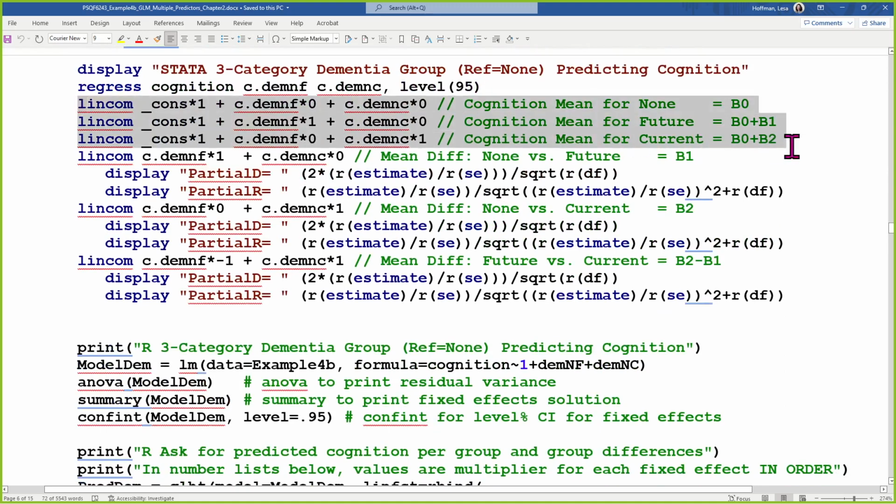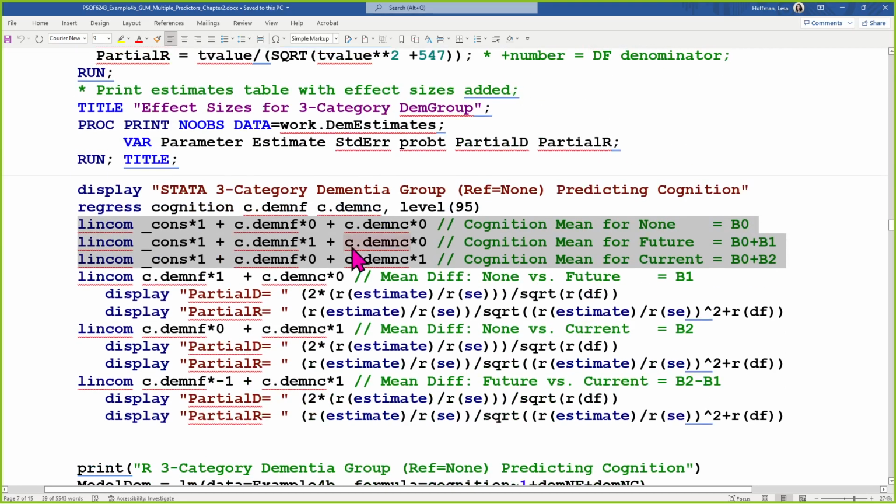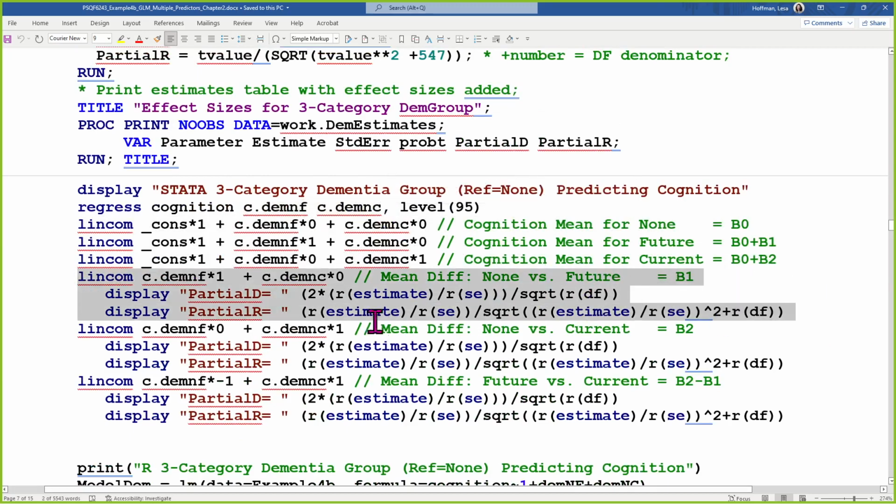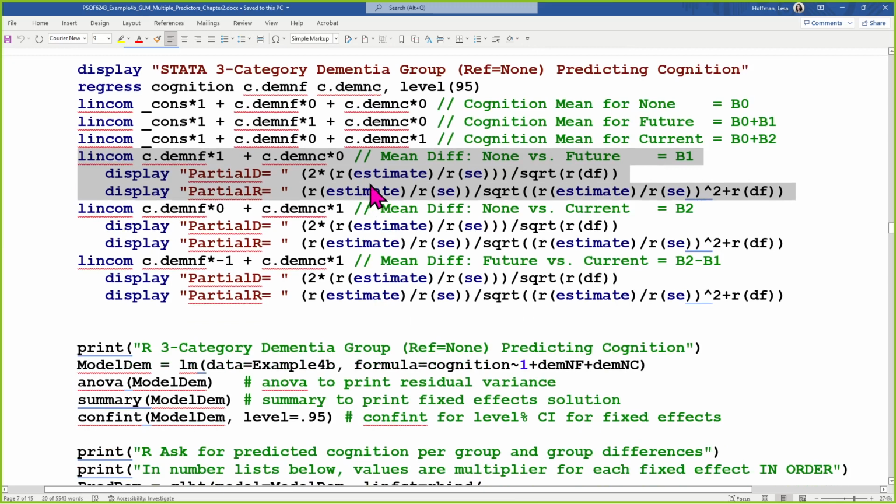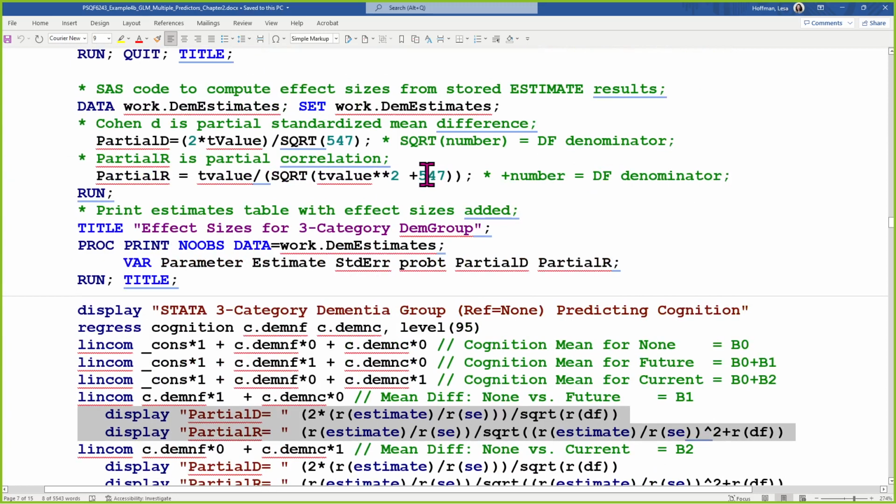So I've got my first 3 lincoms to get the cognition mean for each group. Here are my 2 slopes inside the model. And then the mean differences immediately after, I embed the statements that give me the R's and D's for that mean difference. So these lines you can copy without changing anything. You can just stick them in there and they'll always work because they're referring to saved output that's internal to the program. If you're using my SAS code, though, you'll have to change degrees of freedom here.